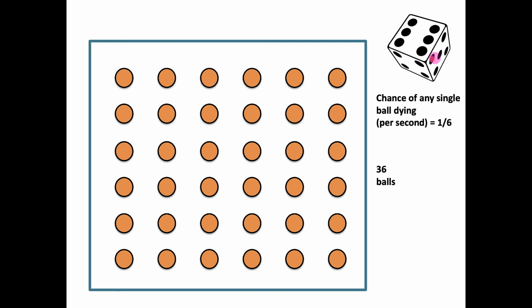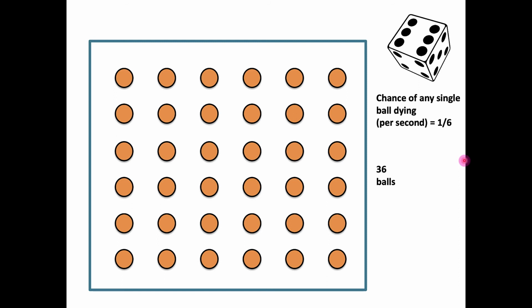And if that demon happens to roll a 6, then that ball is dead. And those demons are going to roll those dice once per second. Hence, in any second, the chance of any single ball dying is 1/6. We start with 36 balls, and we're going to click through this simulation at the rate of 1 per second.